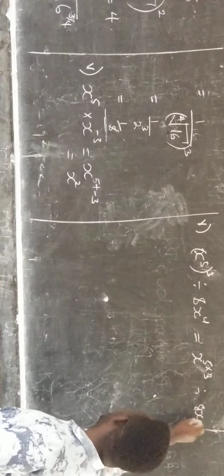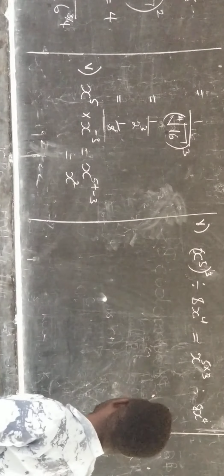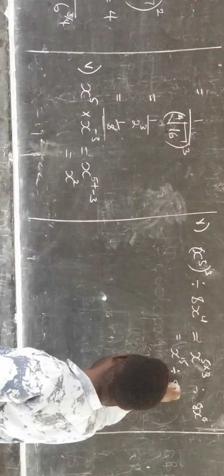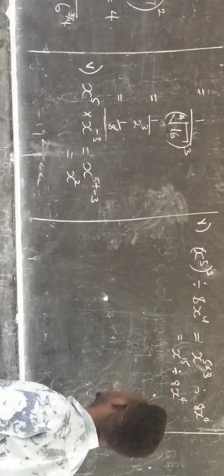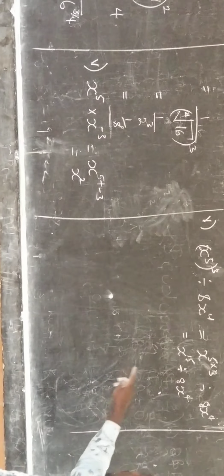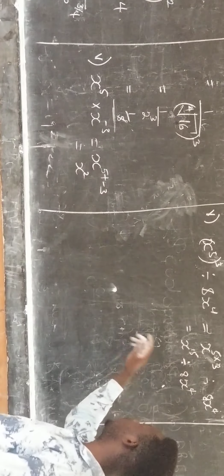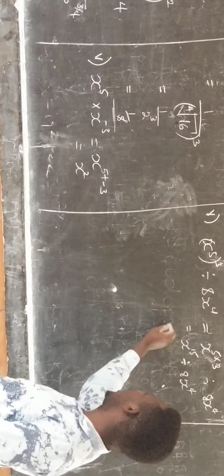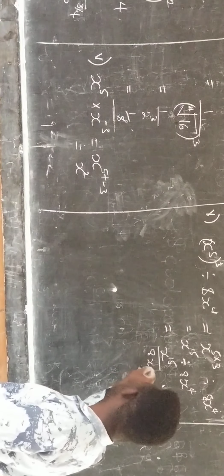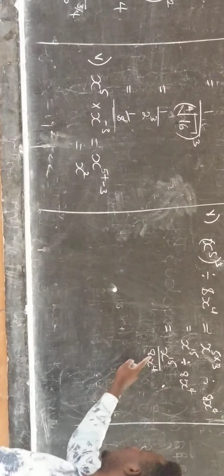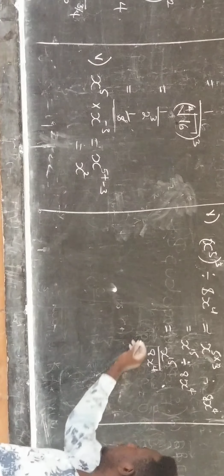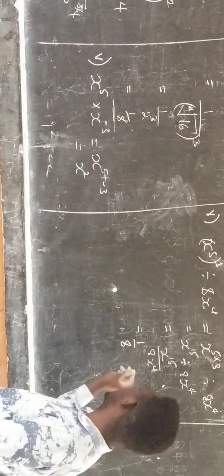Divide by 8x power 4. Is that okay? This one becomes x power 15 divided by 8x power 4. I can represent the division sign with a long line, so it becomes x power 15 over 8x power 4. In that case, I can compare x and x in terms of division. So it means this one is going to be 1 over 8.